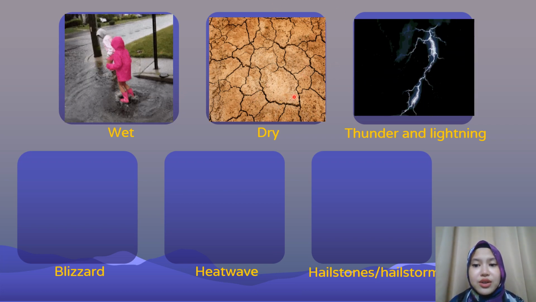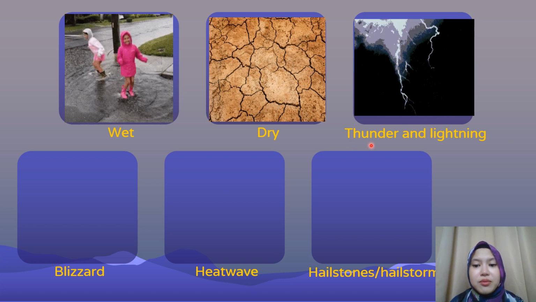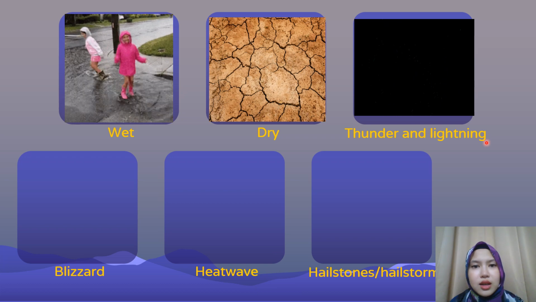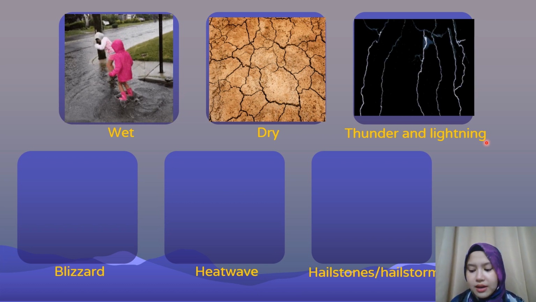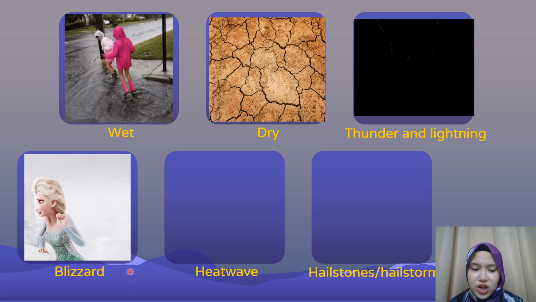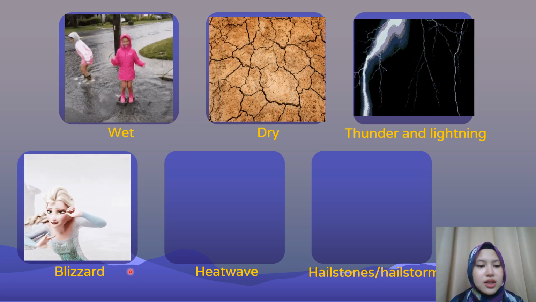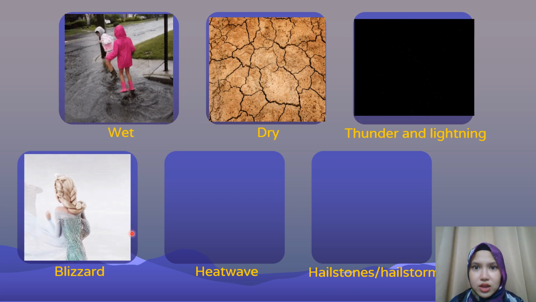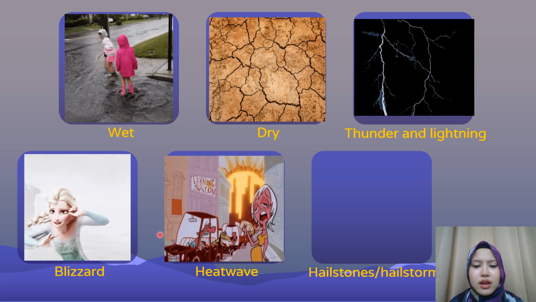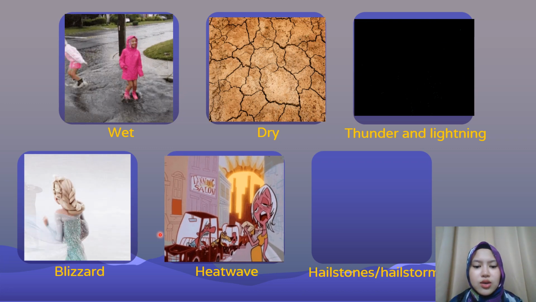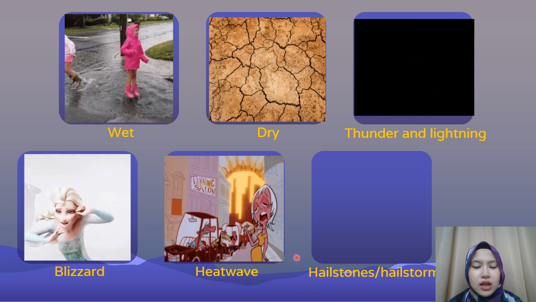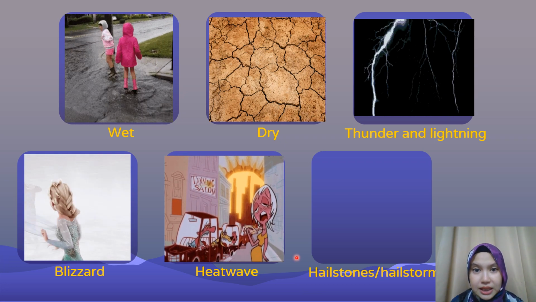Next, you have thunder and lightning. Thunder means guruh. Lightning means kilat. Next, you have blizzard. Okay, so this is what happens in the movie Frozen. See, in Malay, it's called ribut salji. Then, when it's too hot, it's called a heat wave. It gets too hot. In Malay, it's called gelombang haba.